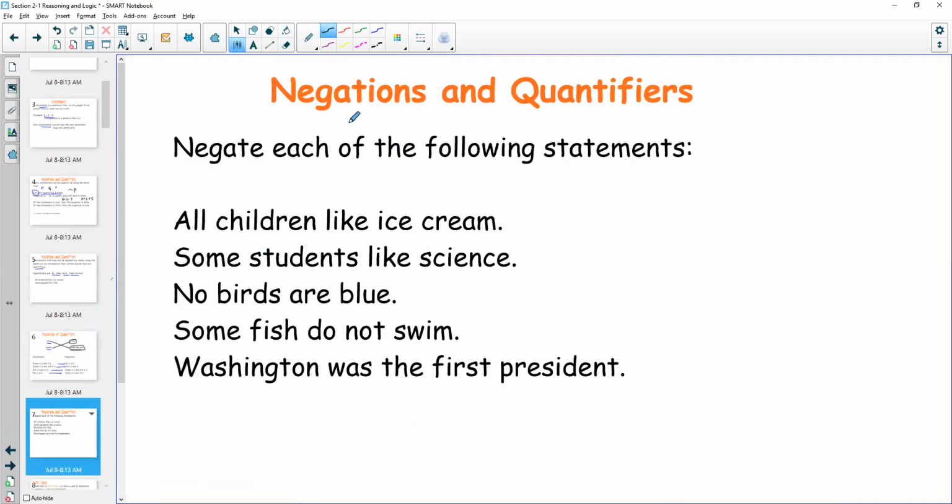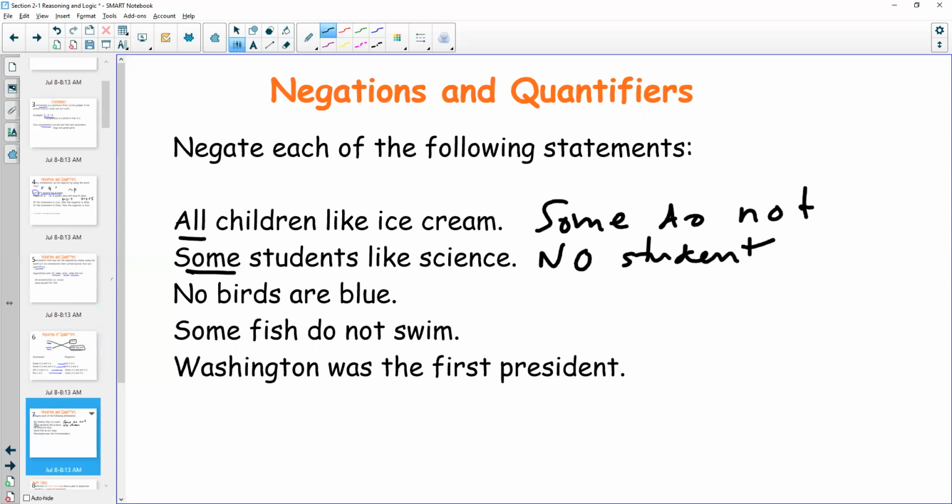Okay, so let's go through them. The negation of "all children like ice cream" is "some do not." So some kids do not like ice cream. The negation of "some students like science" is that no students do.